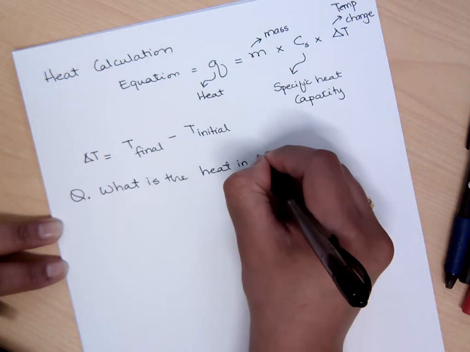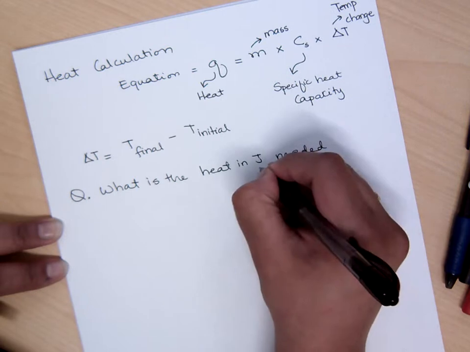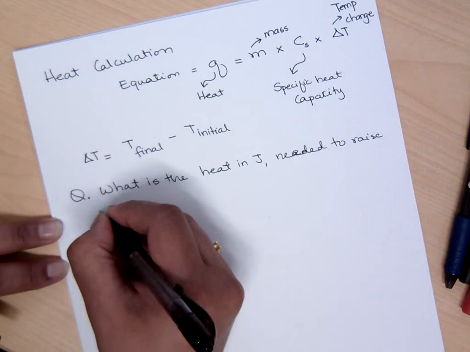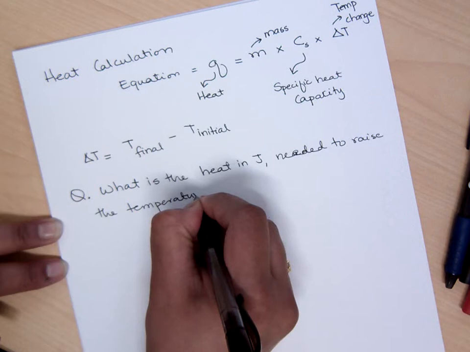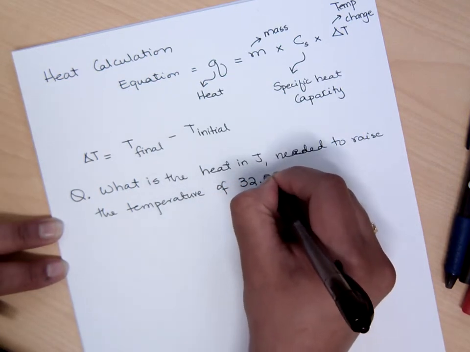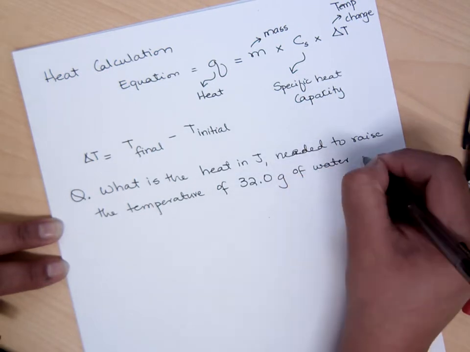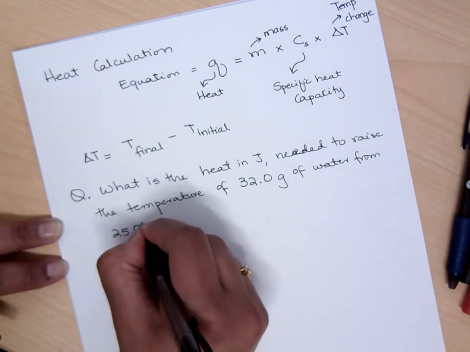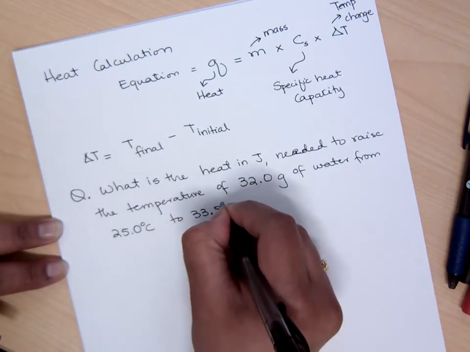in joules needed to raise the temperature of 32.0 grams of water from 25.0 degrees C to 33.5 degrees C.